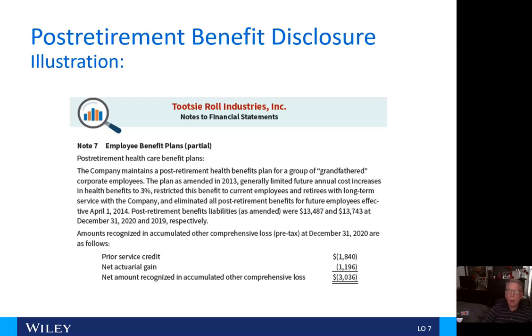And here, Tootsie Roll's notes to financial statements. They say the company maintains post-retirement health care, etc. I'll let you read that on your own. And you can see they had a prior service credit here. And now we have a net actuarial gain here. And the net amount recognized in accumulated other comprehensive loss here.